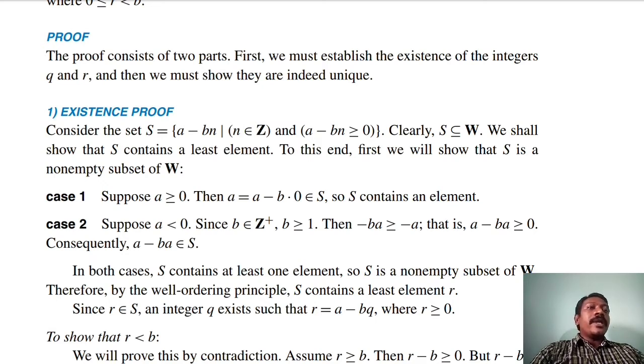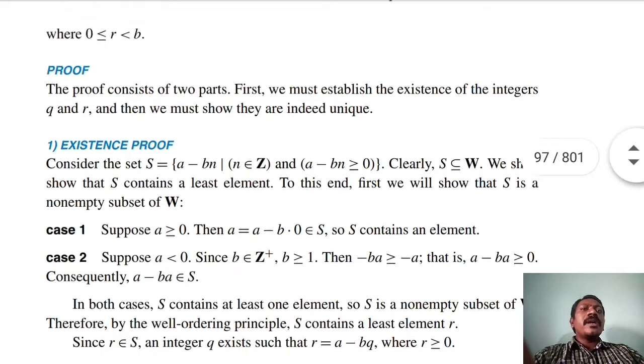Consider the set. We have to take a set capital S which is equal to a minus bn such that n belongs to Z, that means n should be an integer, and a minus bn should be greater than or equal to 0. So here we are going to use the well ordering principle. The well ordering principle states that any set of positive integers has a least number. So here also we are going to use that.